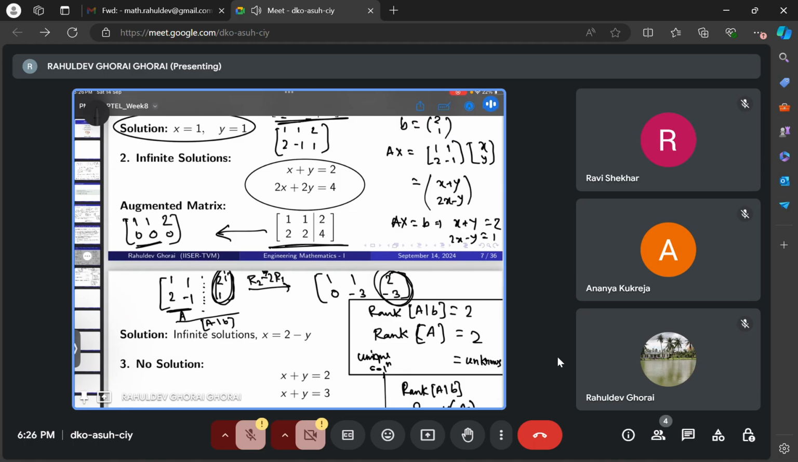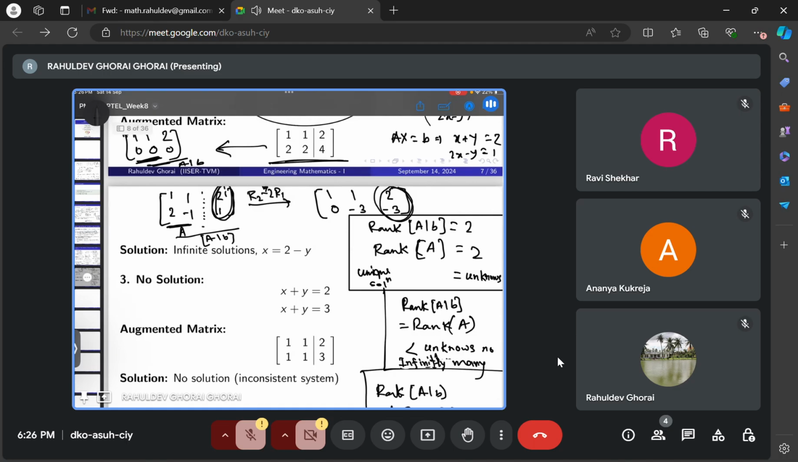Here you see, if you take the matrix A and the matrix A augmented B, both will have rank 1, which is less than the number of unknowns. The number of unknowns are x and y, so 2. But the augmented matrix and the matrix have rank 1, which is less than 2.